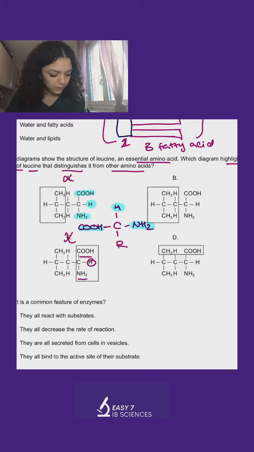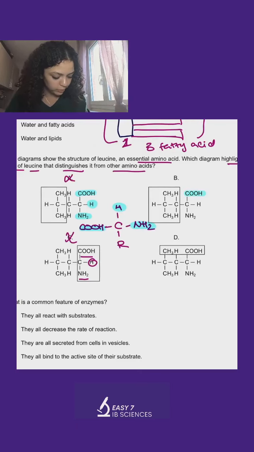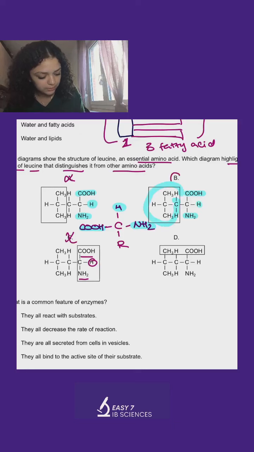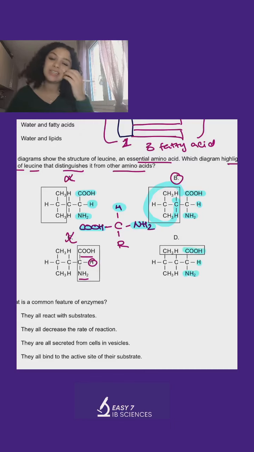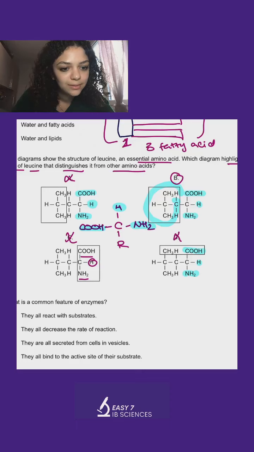Let's take a look at B. In B, we have the carboxyl group, the amine group, the hydrogen, and we can see it circles the R group perfectly, and that's why our answer is actually going to be B. Let's have a look at D quickly. We see our carboxyl group, our amine group, and our hydrogen, and it does not circle our R group. That's why D is incorrect. Does this make sense, everyone? And not all of the R group is selected. Very good.